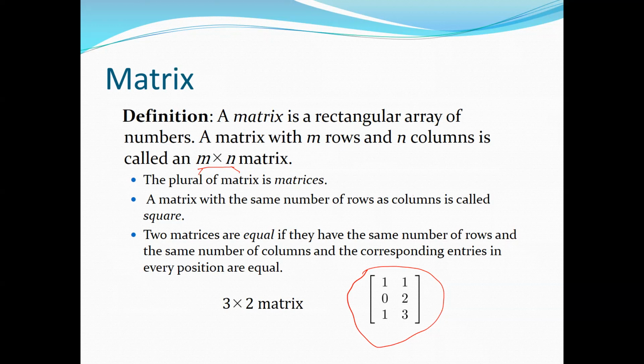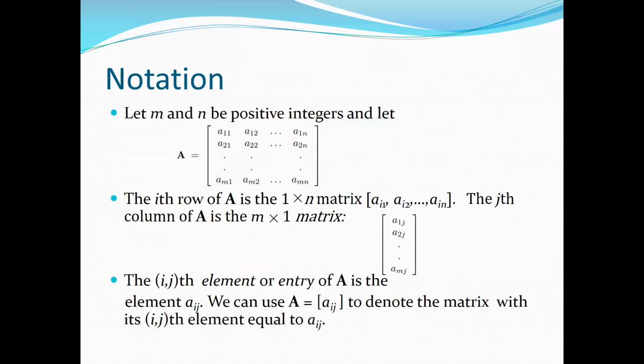Two matrices are equal if they have the same number of rows and the same number of columns, and the corresponding entries in each position are equal. That means we call two matrices equal, A equal to B, when they have the same number of rows, same number of columns, and at every position the same value. Then only we will call that two matrices are equal, right?